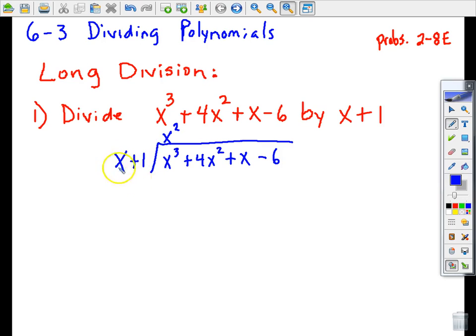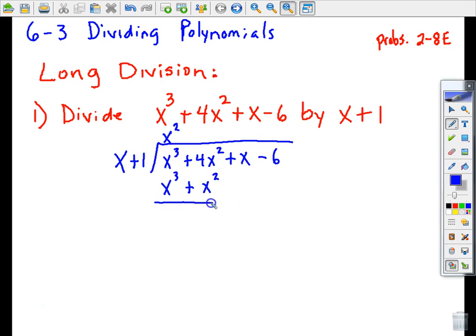Now the x squared is going to be multiplied by both of these terms. Just to repeat that, I'm dividing initially by the first term of this binomial into the first term of this polynomial, but the result gets multiplied. Just think of the distributive property. So when I multiply x squared times x, I get x to the third, and when I multiply x squared times 1, I get, of course, x squared.